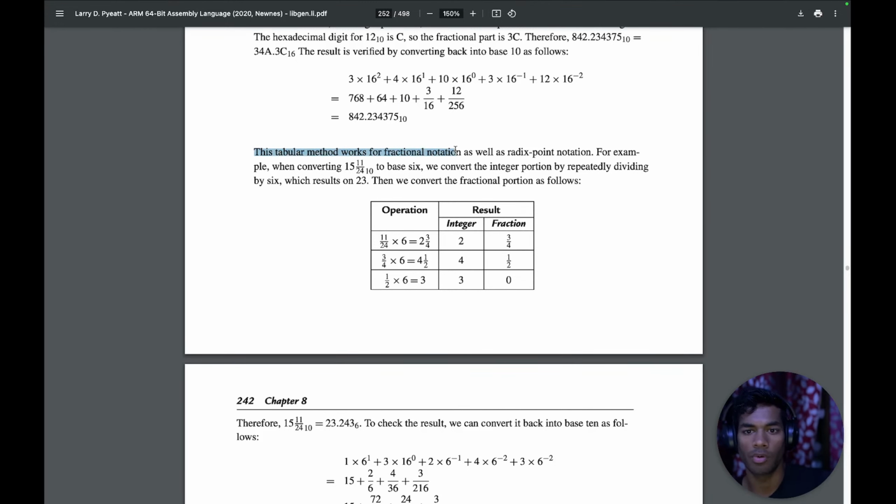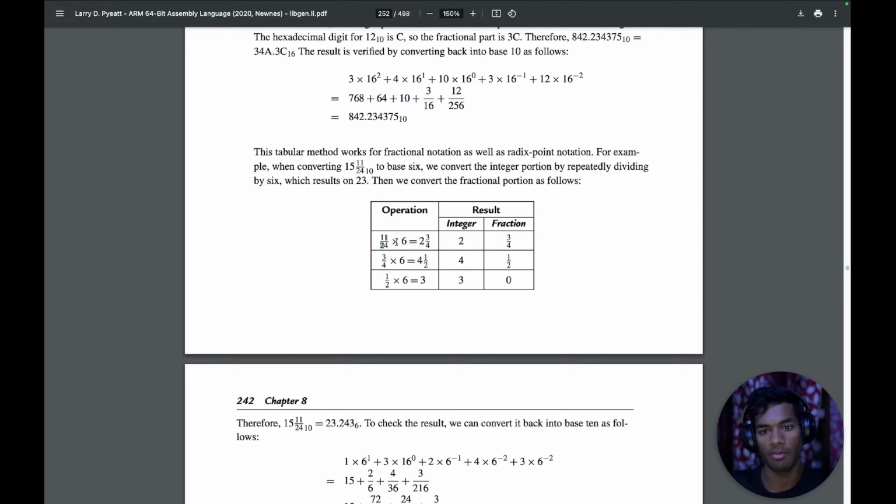This tabular method works for fractional notation as well as radix point notation. For example, when converting this to base 6, we convert the integer portion by repeatedly dividing by 6, which results in 23. Then we convert the fractional portion as follows.